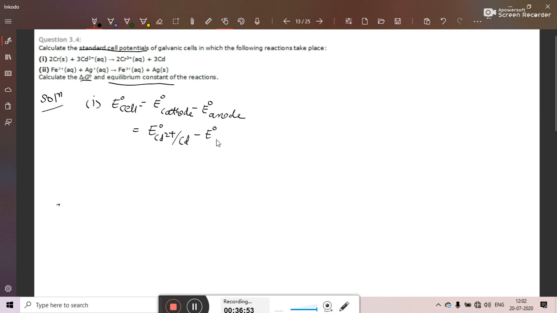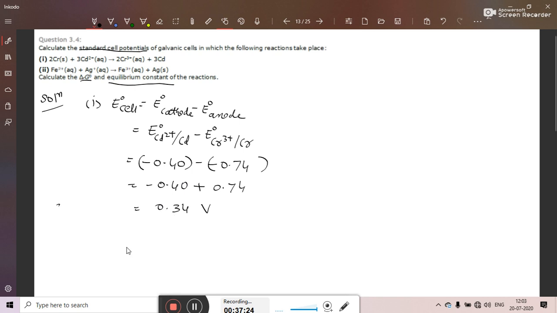So that will be Cr3+/Cr. Now from the table of the EMF series, the reduction potential of cadmium is minus 0.40 and reduction potential of chromium is minus 0.74. So that will be equal to minus 0.40, and here minus minus will become plus 0.74. So that is 0.74 minus 0.40, which is 0.34 volt.